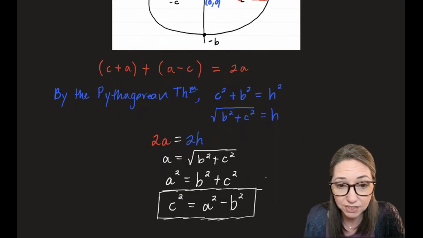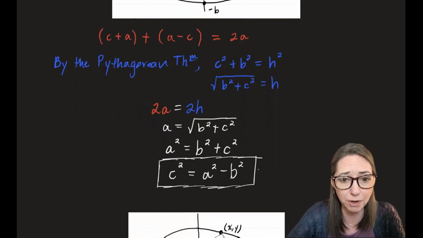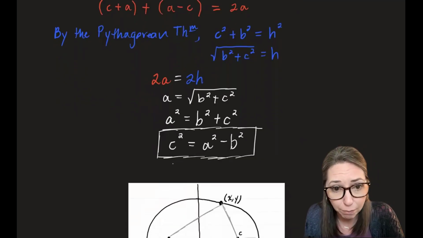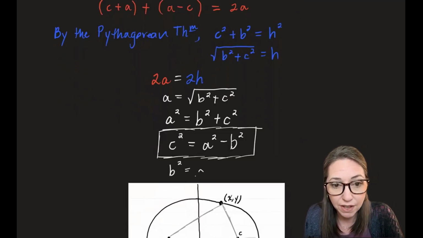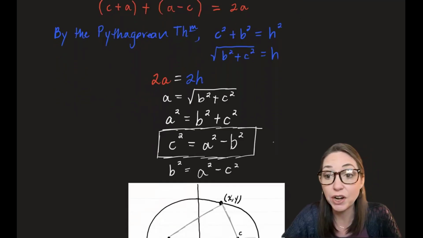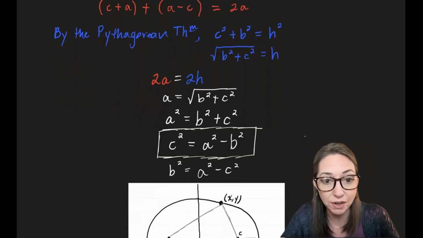Actually, when we do revisit it, it'll be in a slightly different form. We're going to need to solve it for b, so let's go ahead and do that as well. If we solve this for b, we would get b squared, right, is equal to, if I subtract c squared from both sides, a squared minus c squared. So that's just something I'll refer back to later in the derivation of this equation.